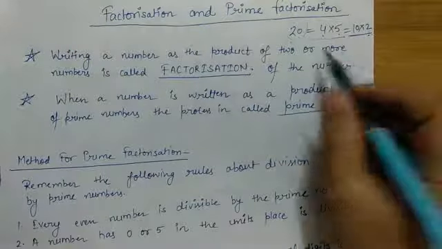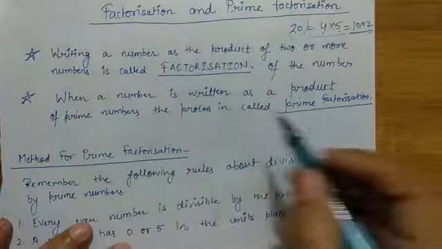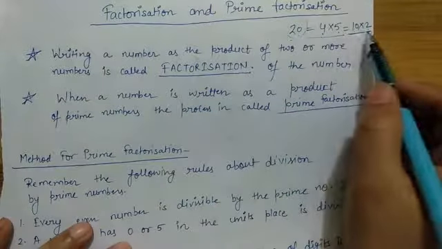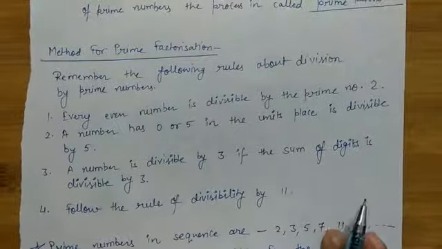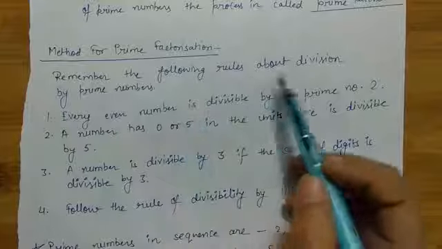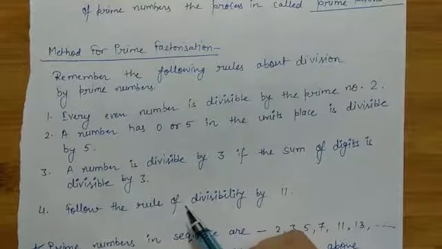So if any factorization is being done and the factors are only the prime numbers, then it is called the prime factorization. So how can we go for the method of the prime factorization? We have to remember the following rules for the division by prime numbers. What are these rules? These are very easy things.